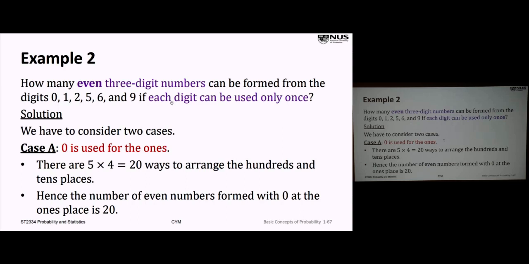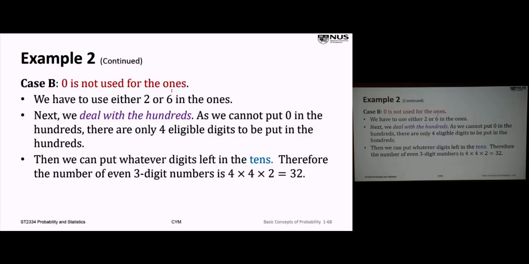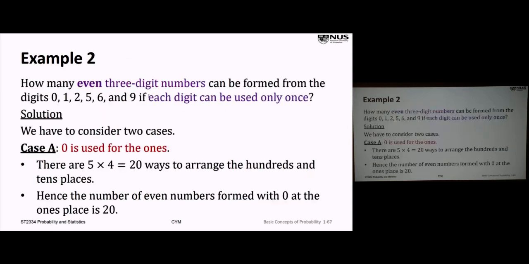Now, of course, that's not exhausted the possibilities, because I made a constraint here. The constraint is I put 0 in the final position. So another scenario, which is that 0 is not used in the ones. Now, this is a more clear example, because basically I can't use 0. If I put 0 at the end, and I don't put 0 at the end, these are two scenarios which cannot occur simultaneously. So they are kind of disjoint scenarios. Okay, so now if I don't use 0 at the end, what have I got left? I've got 1, 2, 5, 6, and 9.